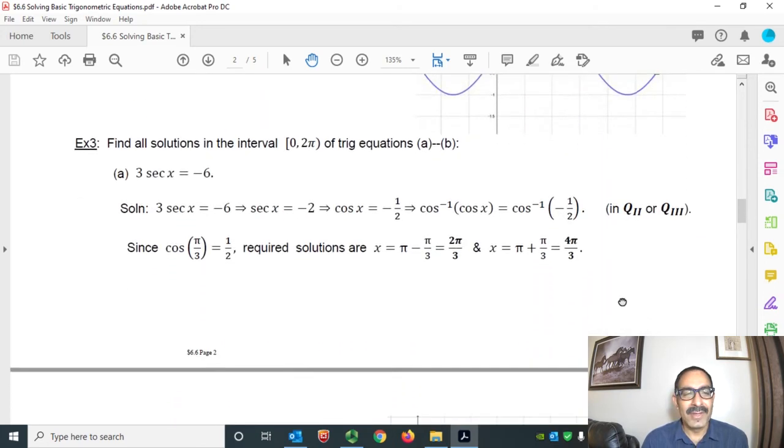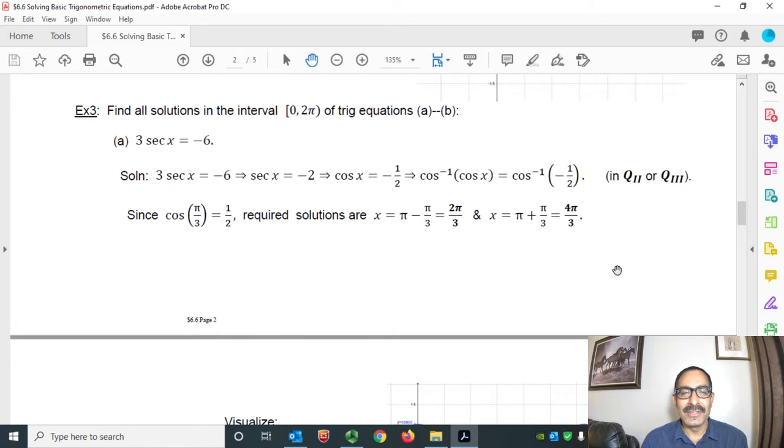Example 3: find all solutions in the interval 0 to 2 pi of the trigonometric equations given in part A and B. Part A: solve 3 secant x equals -6. Begin the solution. Divide both sides by 3. We have secant x equals -2. Since secant x is the reciprocal of cosine x, just flip it for cosine x. So cosine x equals -1/2.